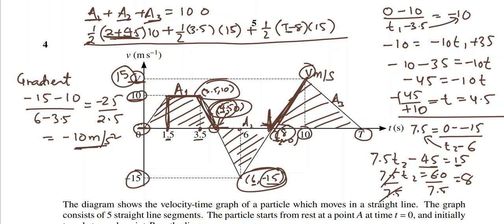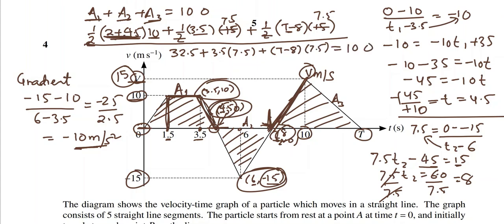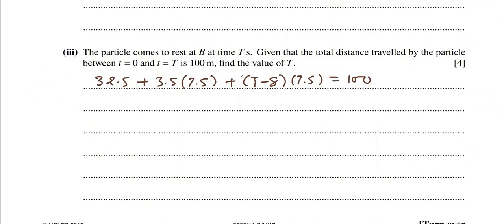This will be 6.5 times 10, 65 divided by 2, 32.5. All right, here the 2, and this is 7.5. So 3.5 times 7.5. This 2 will also cancel with 15, and it will become 7.5. So plus T minus 8 times 7.5 equal to 100 meters. So I have copied it here and now cleanly we can do this.